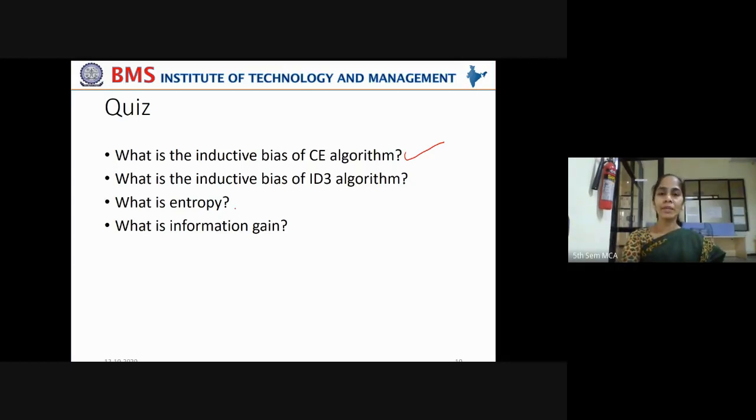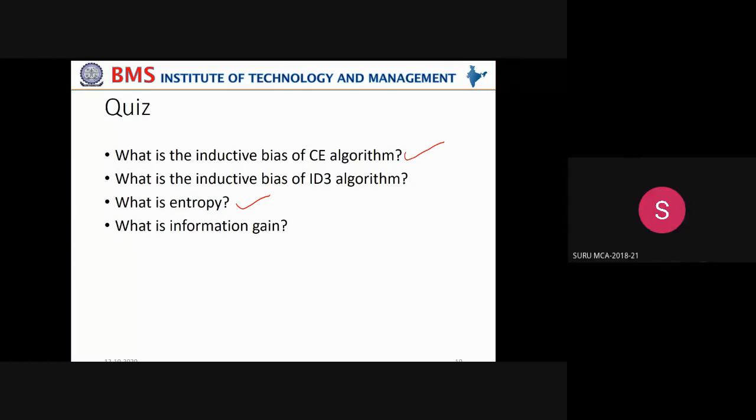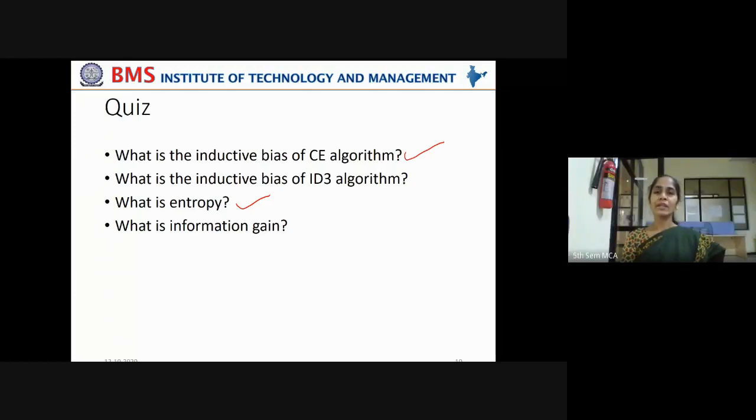Okay, now what is entropy? Random information, uncertainty in the information, right? Yes, uncertainty means if the classifications are not pure, then we say that the entropy is very high. If the classification is pure, means if the attribute provides a classification of all positive training examples and no negative training examples, in that case the entropy is 0, because there is a certainty in the classification. That is called entropy.